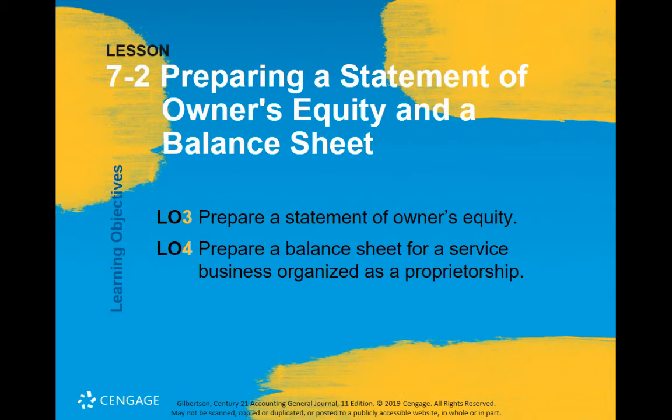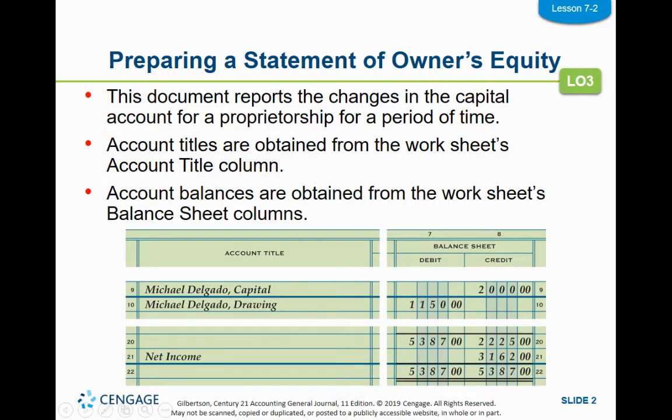So section 7.2 is going to go through how you prepare a statement of owner's equity and a balance sheet. The statement of owner's equity is a document that has you bring your capital account up to date for the end of that fiscal period. We know that net income is going to increase capital, and drawing, which is the money the owner takes out of the business, is going to decrease our capital.